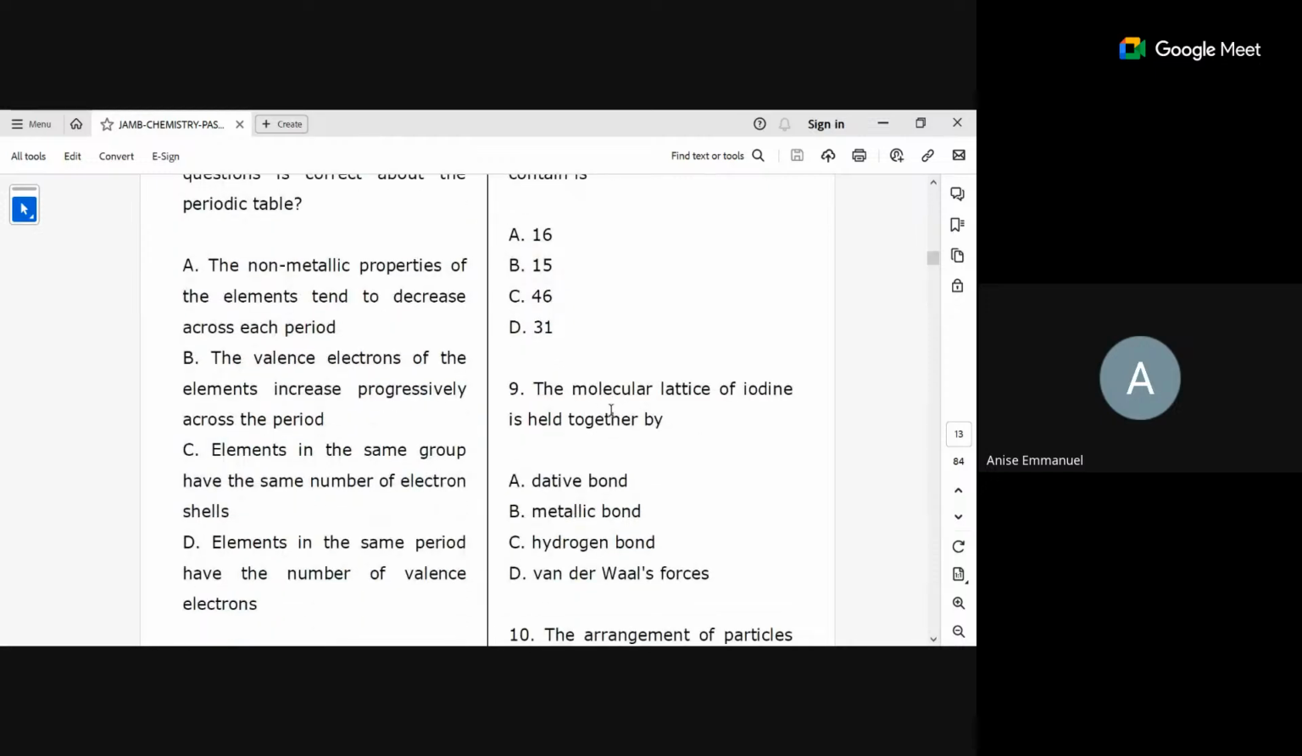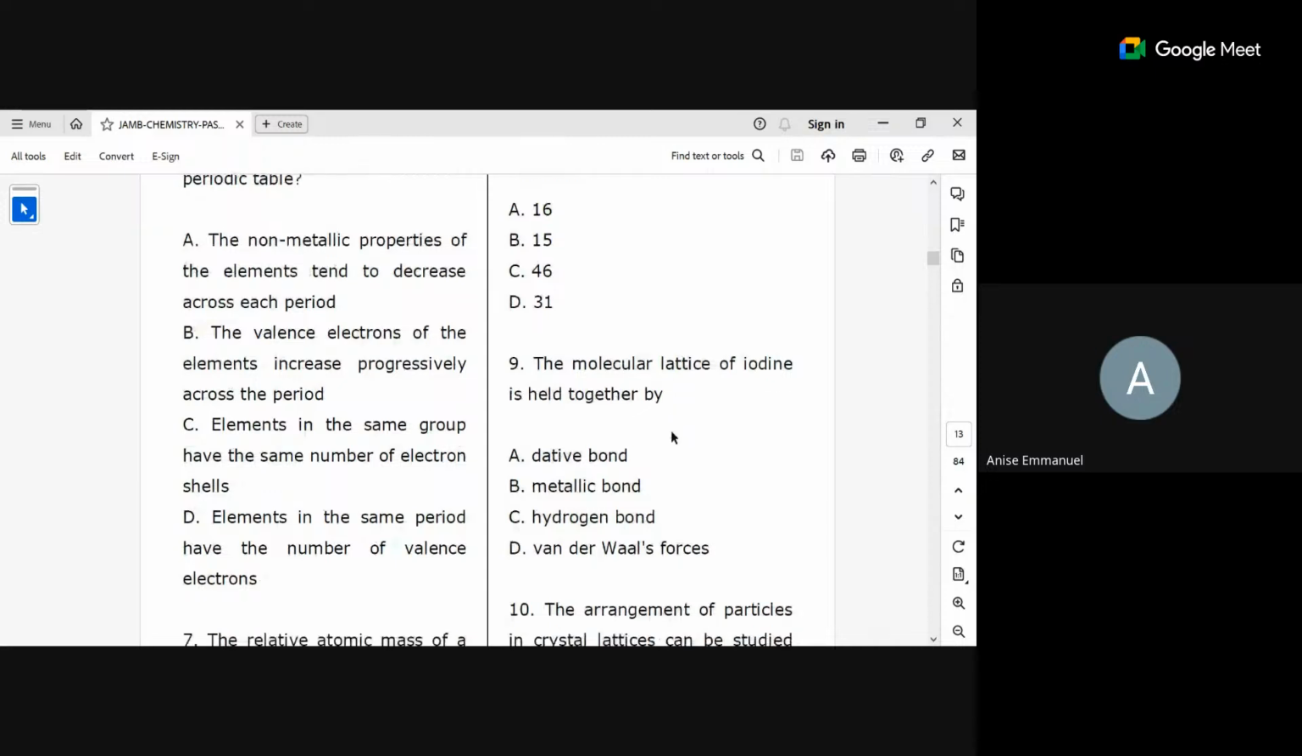The molecular lattice of iodine is held together by dash. Very, very simple here.